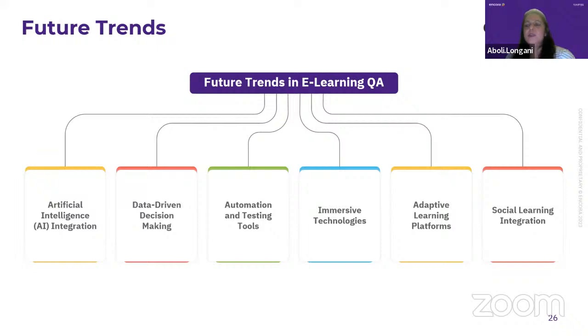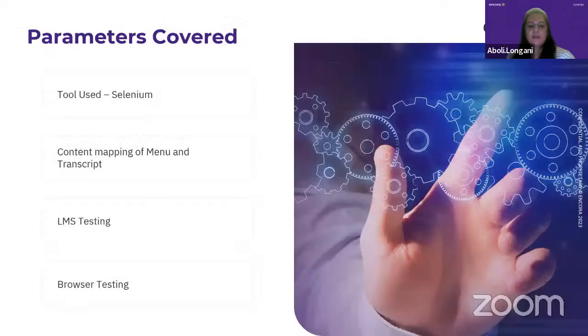This involves incorporating social interactions and collaboration into different e-learning environments, such as discussion forums, group projects, peer feedback, etc. Now moving on to test automation. Today we'll also see about automation testing. We have been focusing on automation testing for the past few months, and we are covering the key parameters.